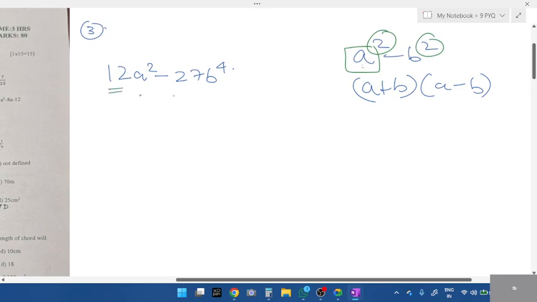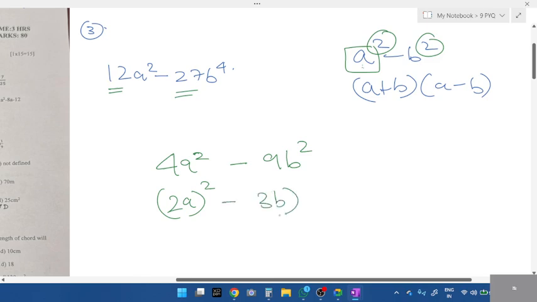Do you think 12 is a perfect square? Is 27 a perfect square? No, it's not a perfect square. If the question was like this, how will you answer, students? What is 4a square minus 9b square? Very good. So 2a plus 3b into 2a minus 3b, correct? This is how we solve.